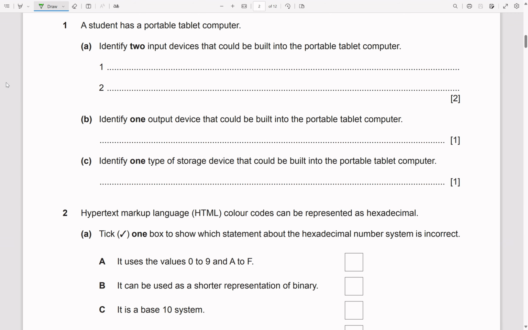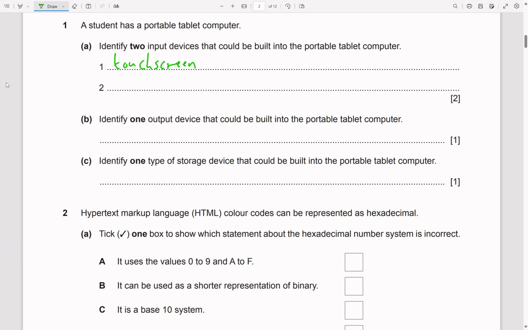A student has a portable tablet computer. Identify two input devices that could be built into the portable tablet computer. Right, so when they talk about input-output, I like to think of the human senses. So things like sight, sound, touch, what are they, 5 or 6 senses. Right, so let's say for sight, how we can see, let's say touchscreen, because this is talking about input.